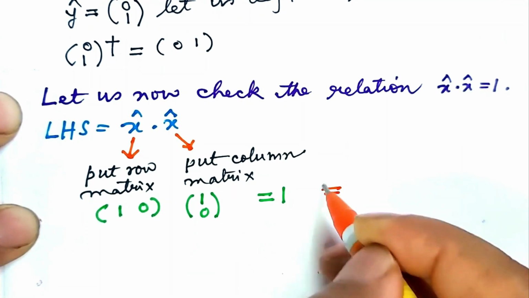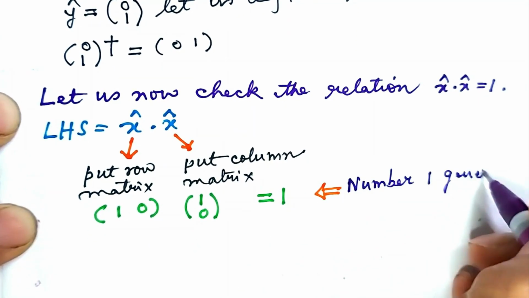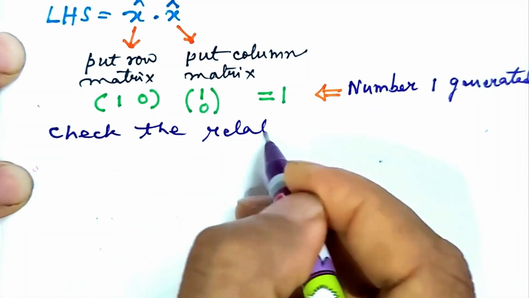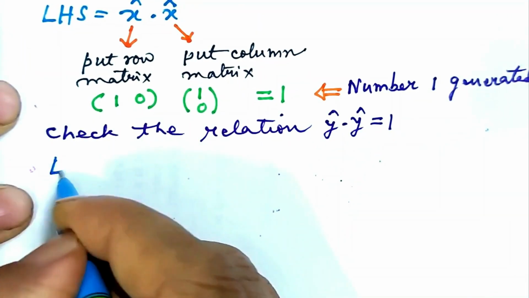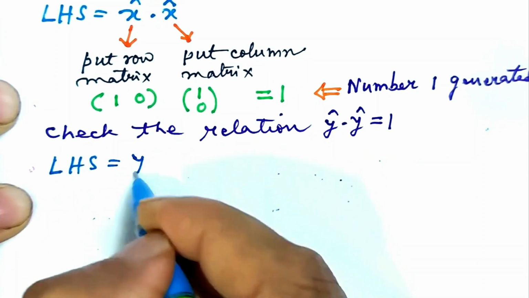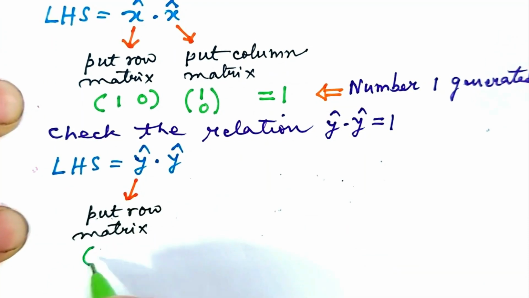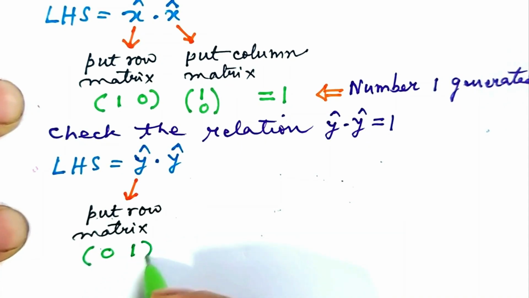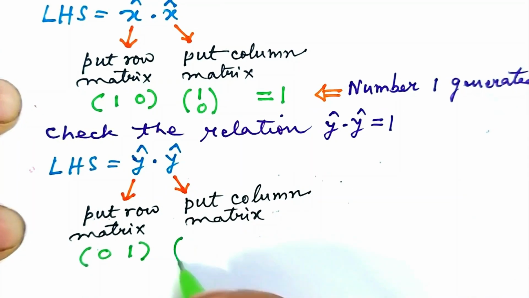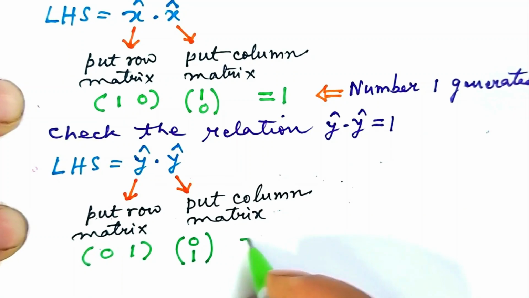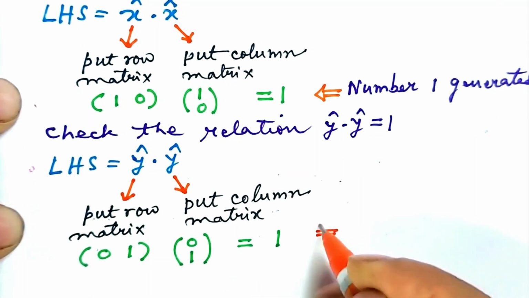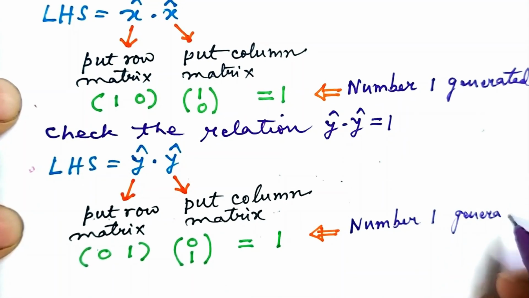Product gives 1, so the number 1 is generated. Consider y hat dot y hat equal to 1. Consider the left hand side y hat dot y hat. Put row matrix 0, 1 for the first y hat and put column matrix 0, 1 for the second y hat. Product gives 1, so the number 1 is generated.